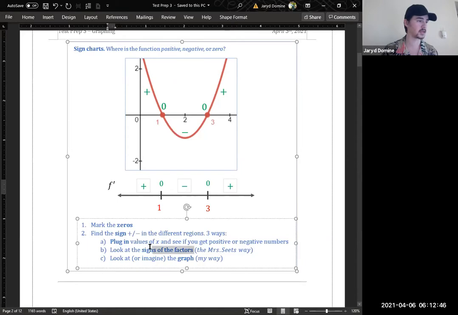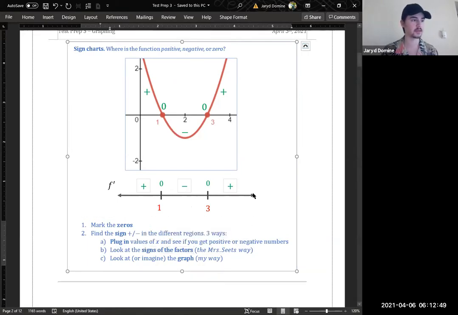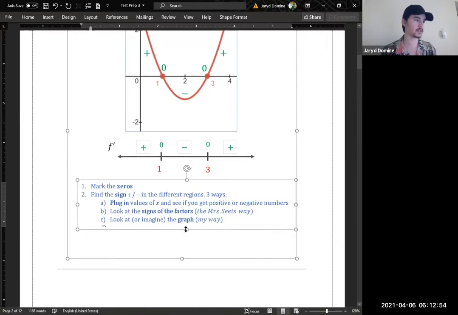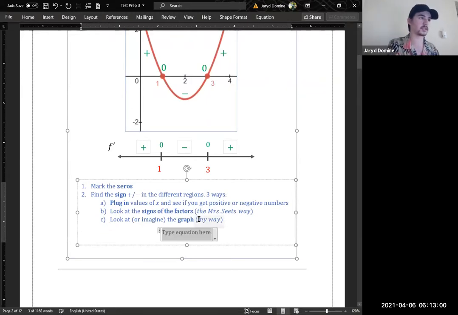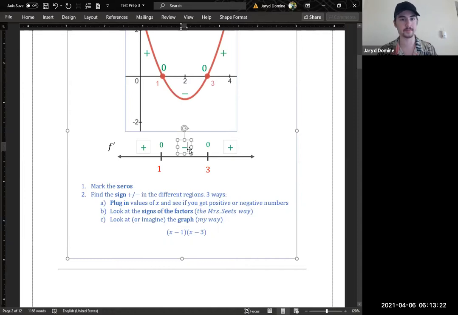Another one is to look at the signs of the factors. So this is how Masseet's does it. For this function, it has zeros at 1 and 3. This is just the function that I've written here. This is x minus 1, x minus 3. And so what Masseet's does is she looks at the sign of x minus 1, and she looks at the sign of x minus 3, and then uses that to determine what these should be, right? So if they're both positive in one of these regions, you get a positive. If they're both negative, you get a positive. If they're opposite signs, you get a negative. Okay, so that's how Masseet's does it.